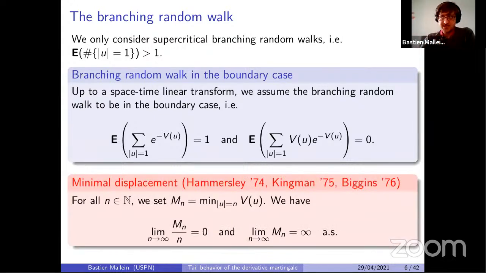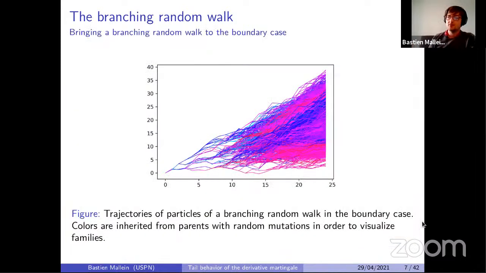So under these conditions of being in the boundary case, for example, the minimal displacement of the branching random walk has been well studied. Starting from the work of Hammersley, Kingman, and Biggins, we know that the minimum of a branching random walk in the boundary case grows to infinity almost surely, but at zero speed. If you see the triangular shape from before, in the boundary case, the bottom part of the triangle just sticks to the x-axis.